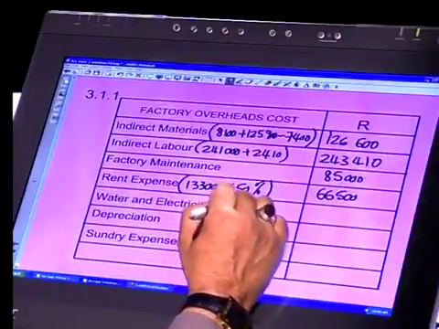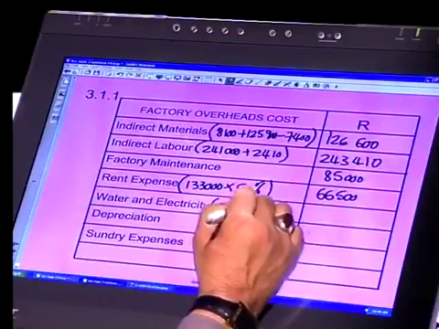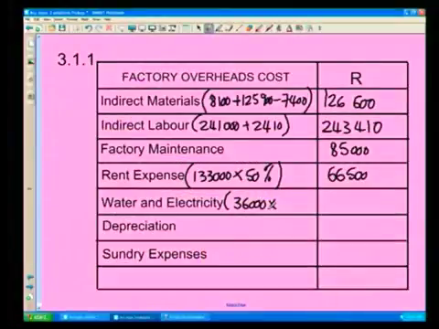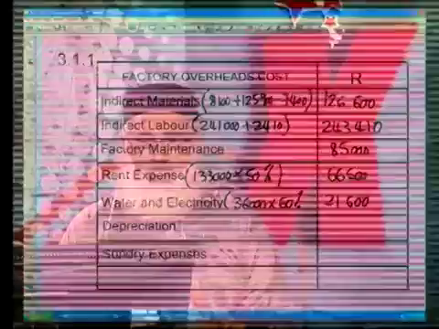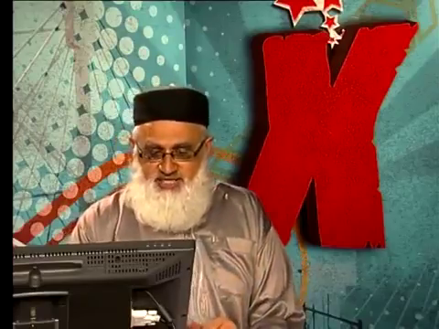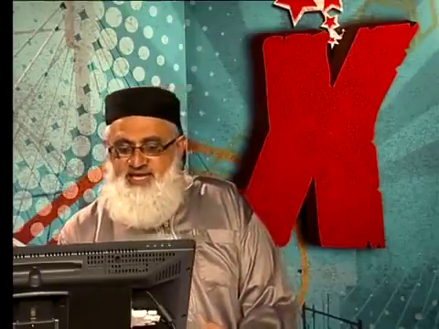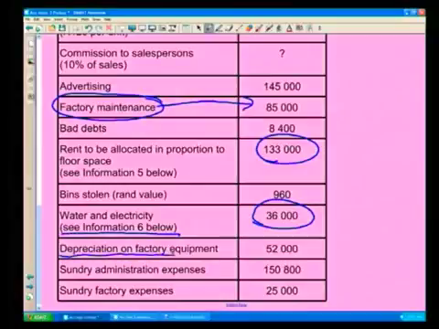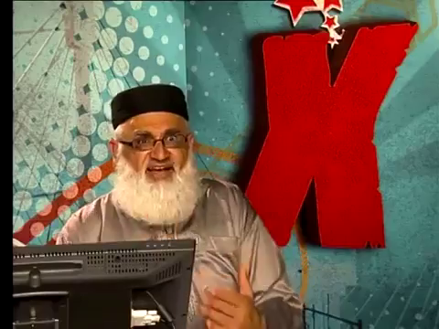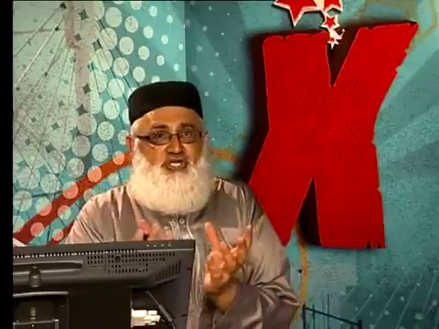So, what was the amount? Let's go back to the amount. The amount for water and electricity was 36,000. Into my water and electricity, 36,000 times, do you recall the percentage? 60%. That's right. And if we do that calculation, we're going to get a figure of 21,600.